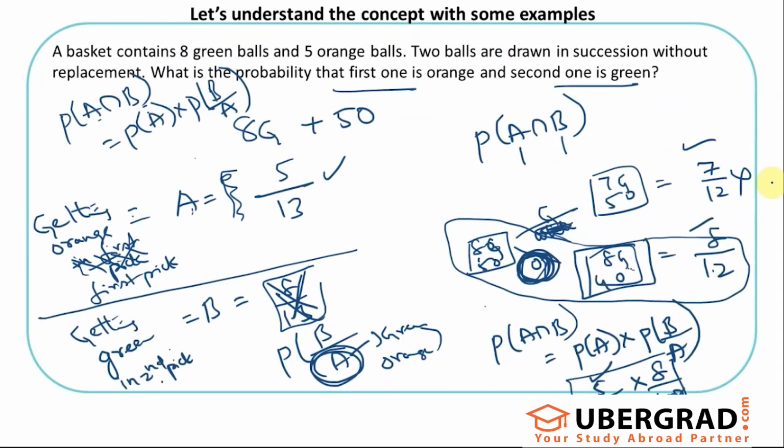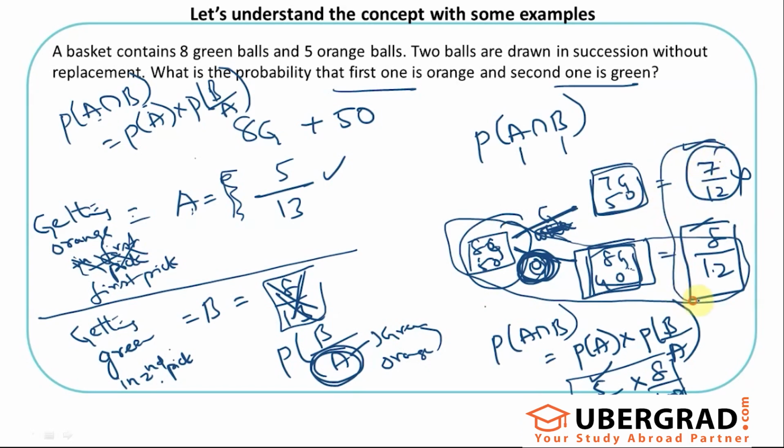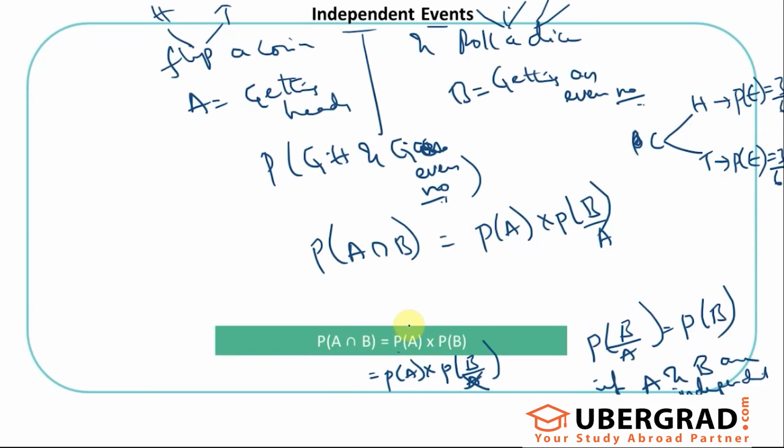Unlike what we have seen earlier, if I pick a green, the composition will be different. That's why the probability is different. If I pick orange, the composition is different. That's why the probability of getting orange is different. So there is an impact of what I do in my first event on my second event. That's why these two are not independent events. A and B are dependent events in this situation, so I have to do all of this. If they are independent events, I simply multiply the individual probabilities, and that is A intersection B.